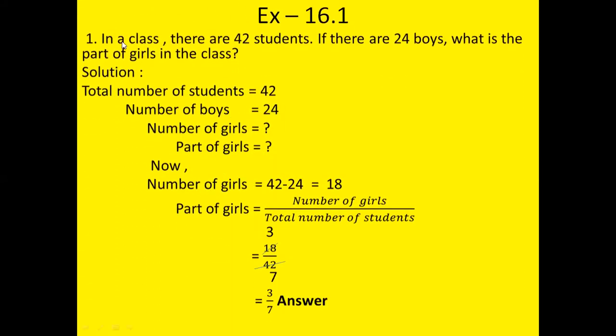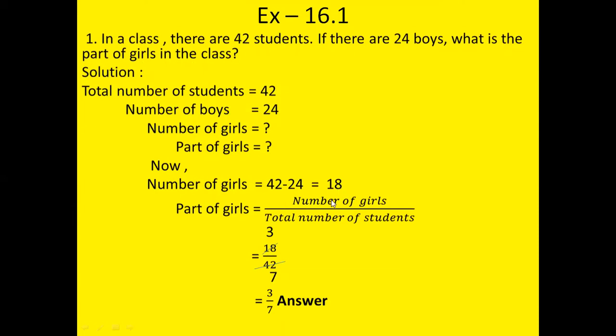Now here is the question. In a class there were 42 students. If there are 24 boys, what is the part of girls in the class? Solution. Total number of students equals 42. Number of boys equals 24. Number of girls equals what? Part of girls equals what? Now, number of girls equals 42 minus 24, that comes 18.